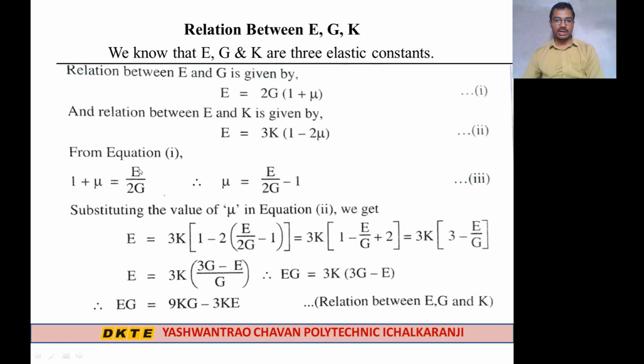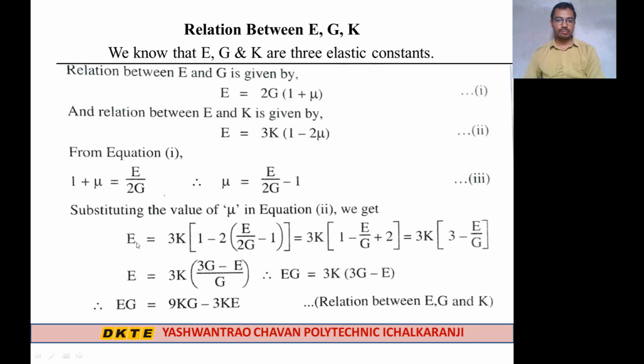From equation 1, 1 plus mu is equal to E upon 2G. This 2G is taken towards the left hand side, that is E upon 2G. Therefore value of mu is equal to E upon 2G, and 1 is taken towards the right hand side, minus 1. This is equation number 3, that is value of mu is equal to E upon 2G minus 1. This value of mu is put into equation number 2.